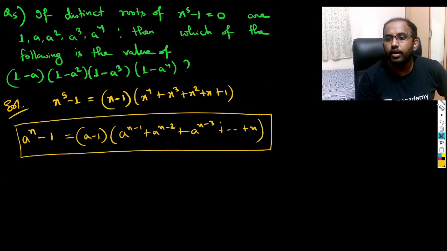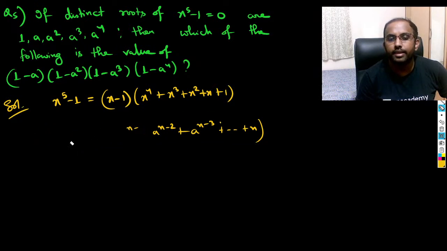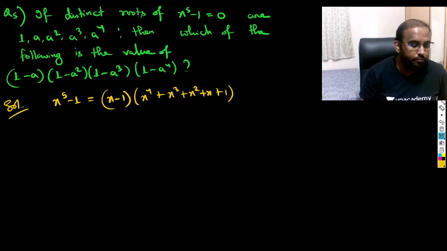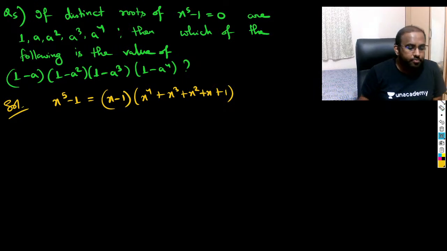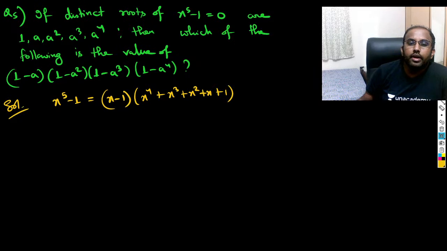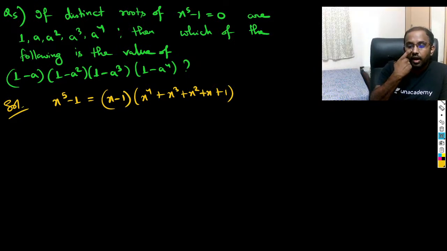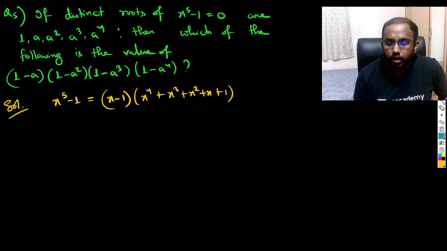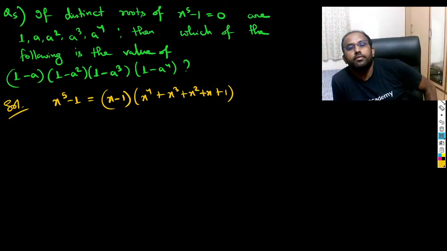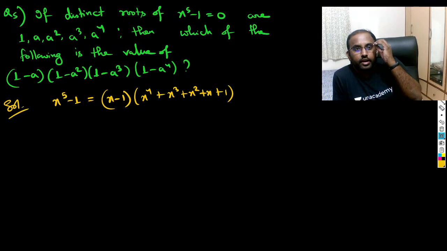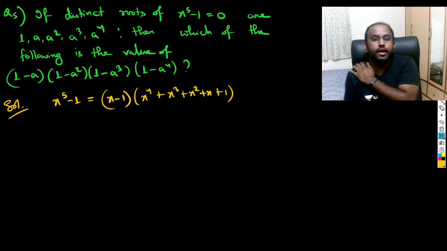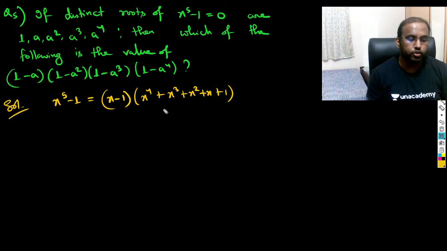So once we write this value, we can write x raised to 5 minus 1 as x minus 1 into x to the 4 plus x cube plus x square plus x plus 1. Now if we have this x to the 4, x cube, x square and x plus 1 here, how can we break these values? You should understand that the distinct roots were 1, a square, a cube and a raised to 4.